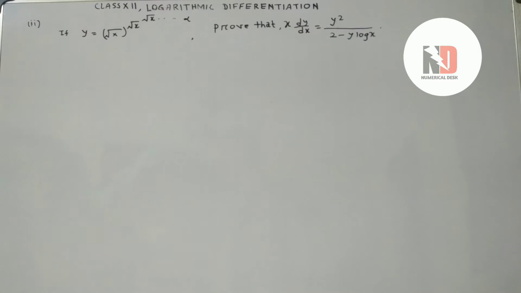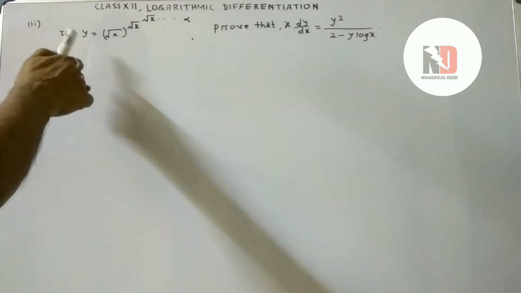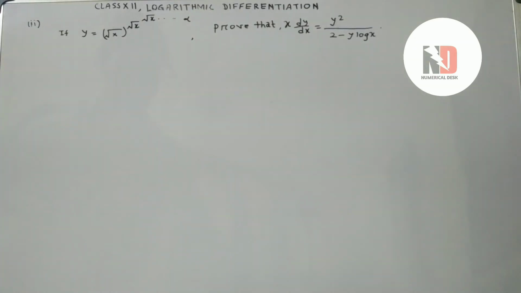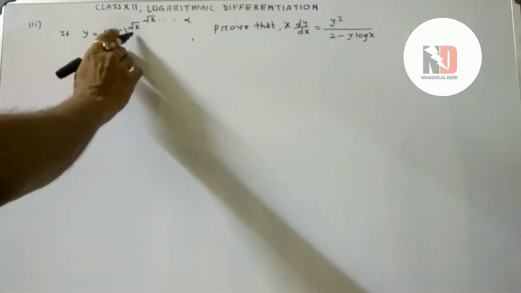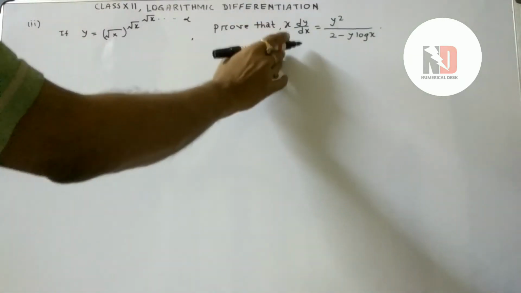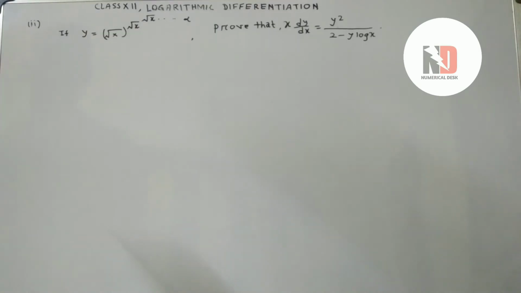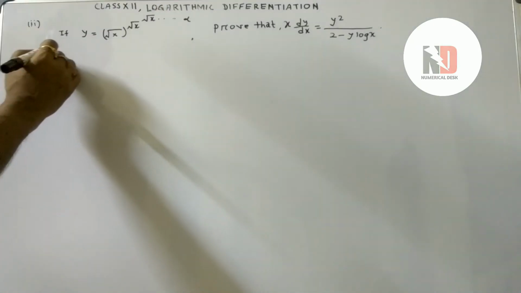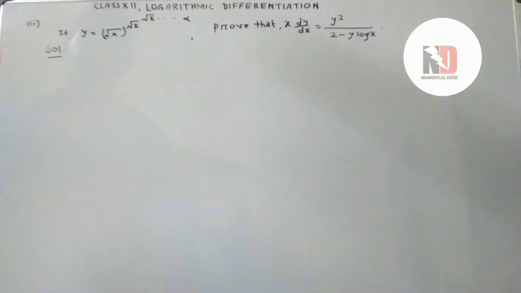This sum is interesting to look at. y equal to root x whole to the power root x whole to the power root x up to infinity terms. We have to show these sums are apparently looking difficult, but these are very common sums and not difficult to manage. So interesting to this type of format. Let's start.